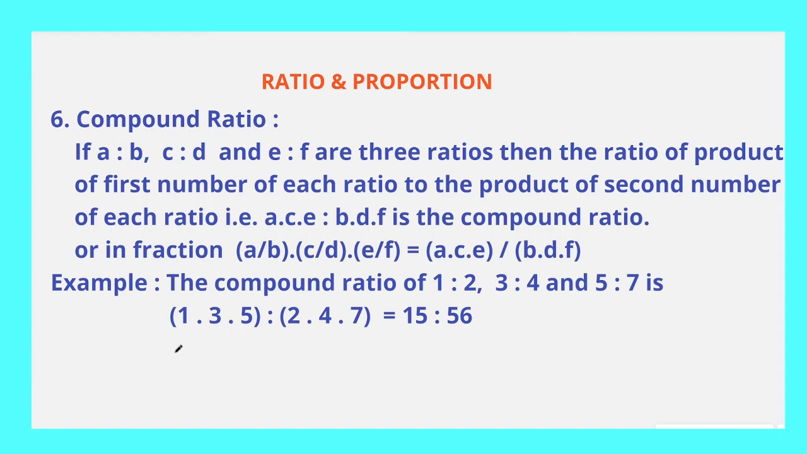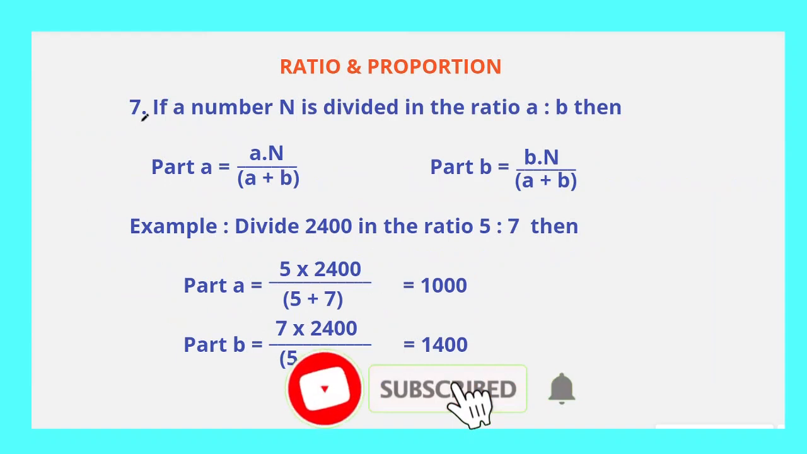So the compound ratio is the multiplication of 1 into 3 into 5, which is 15, and 2 into 4 into 7, which is 56. So it is 15:56. This way we can find the compound ratio of given numbers. This is a shortcut formula for dividing any number into the given ratio.